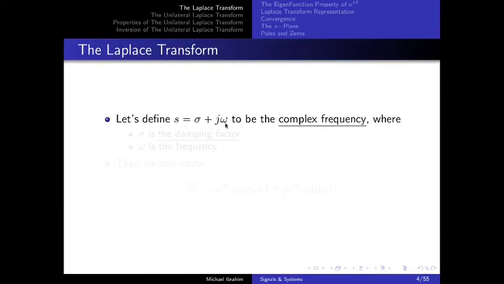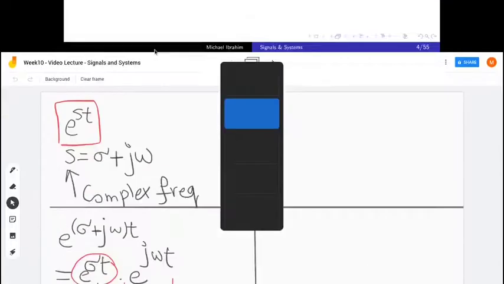j omega. Omega is the natural frequency we have seen before, which is 2 pi f, and now s is a complex variable we refer to as the complex frequency, where sigma is a damping factor and omega is a frequency. So why are we calling sigma a damping factor? Let's move to our whiteboard over here.